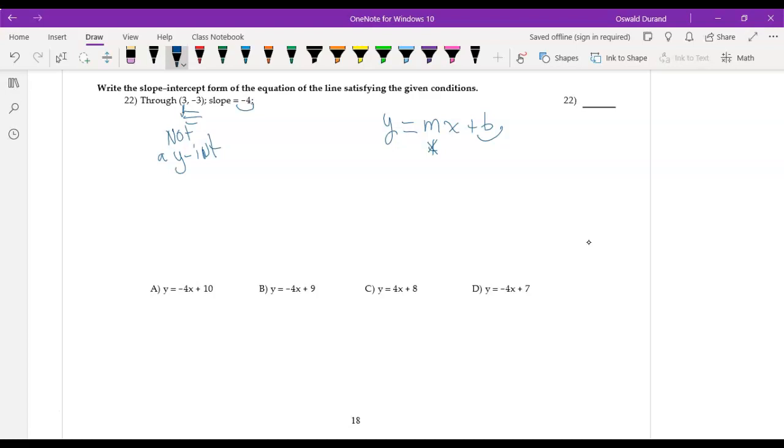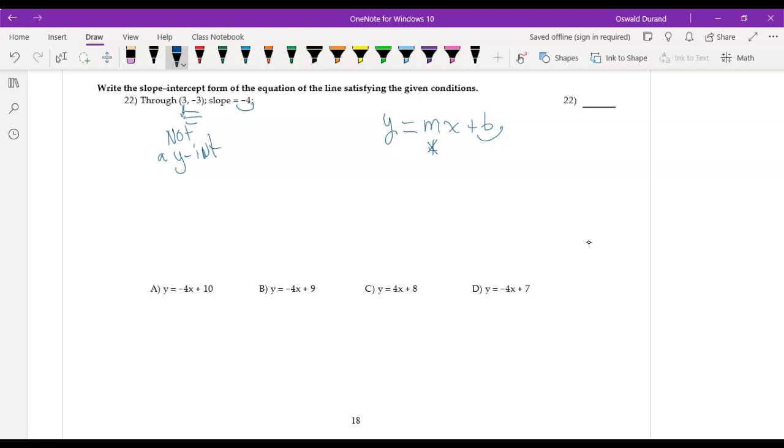Okay? This is not a 0. A y-intercept will look like (0, -3). If we add a 0 here, then you can surely put the -3 here for b, and then you will be done. But that's not the case. So how do I find what b is equal to? Well, it's easy.